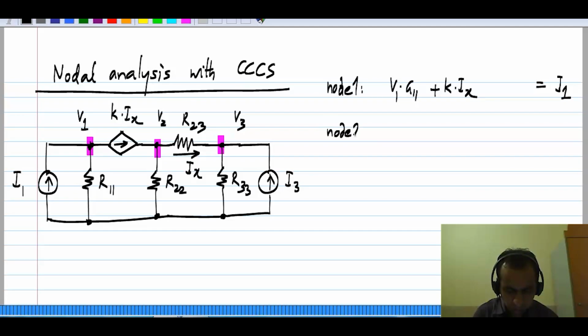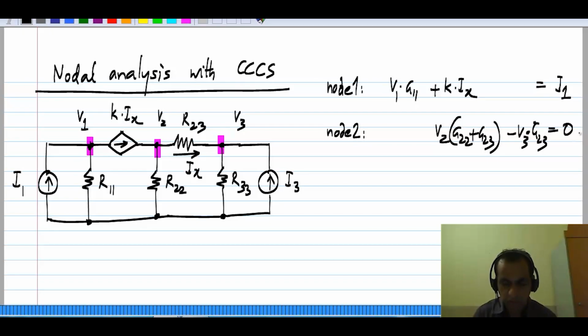Similarly for node 2, I have to take the currents flowing away from the node. So I have the usual terms corresponding to resistors, which are V2 times (G22 plus G23) minus V3 times G23 to be equal to 0 because there is no independent current source pumping current into this node. And we also have this term K times Ix, and that's pushing into the node. Current flowing out of the node will be minus K times Ix.